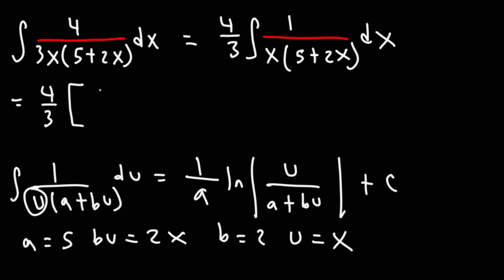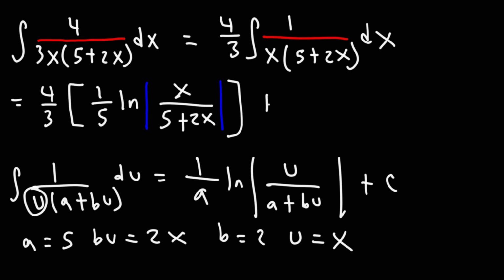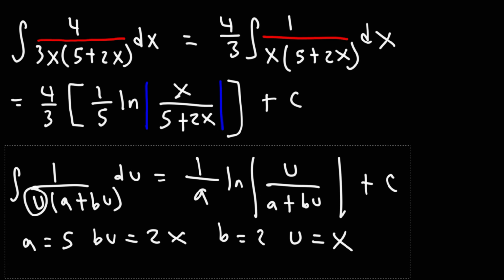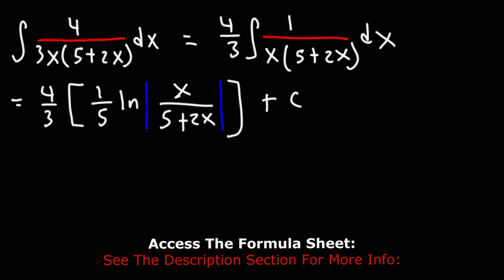So 1 over a is 1 over 5, and then natural log, absolute value. We can't have any negative numbers inside a natural log. u is x over a plus bu. So that's a plus bu, 5 plus 2x. So that's our answer. Now all we need to do is confirm it and make sure we indeed have the right answer.